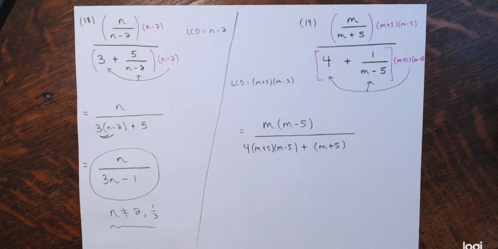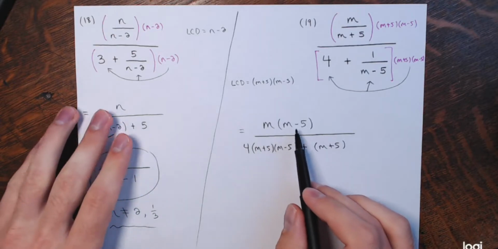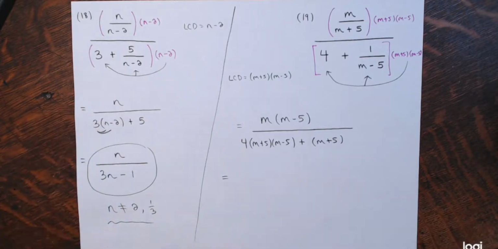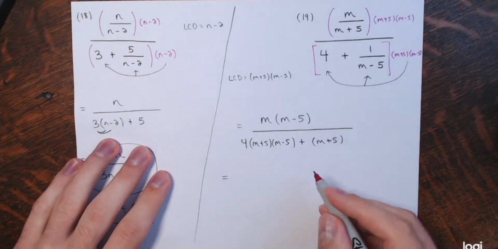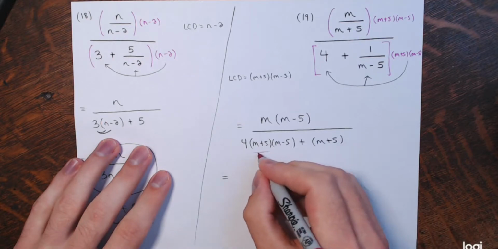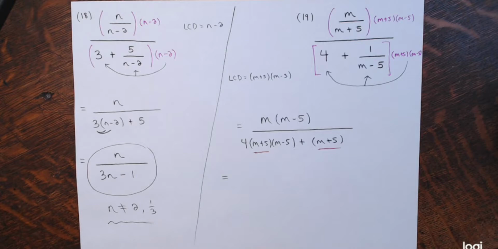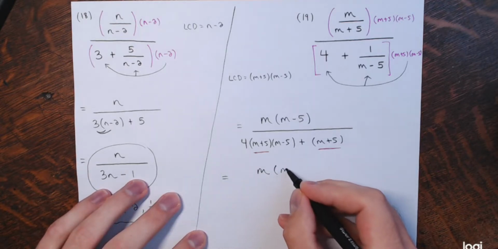All right, so now we can simplify. Now the numerator is already a nice factored expression. It's already a nice product. Now something I'm noticing that you might not, but if you do, great. If not, you can multiply this all out, simplify it, and then factor. But one thing I'm noticing in this term and this term is that they both have the factor of m plus 5. So I'm going to factor that out right now. So the numerator is m times m minus 5.